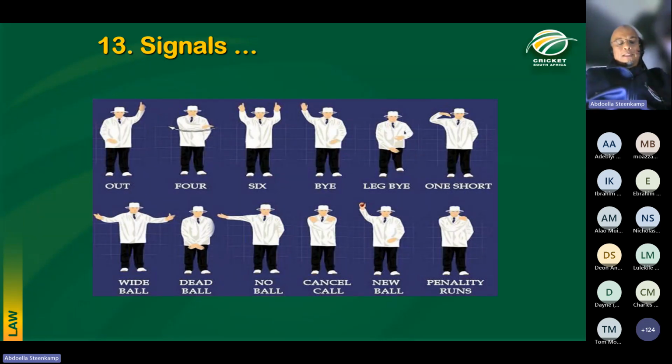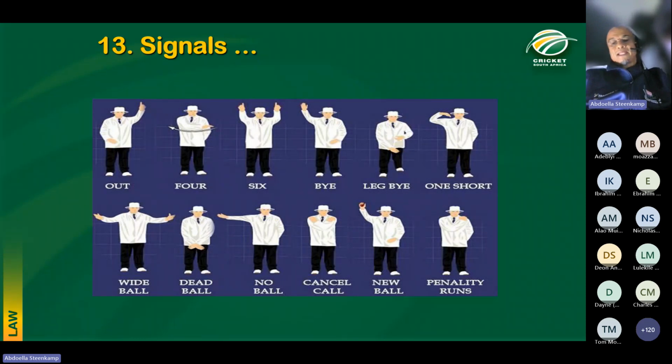No ball, stretching out your arm horizontally. There's also where you cancel your decision. You often see it on TV when DRS is involved and the decision needs to be changed, where the umpire does this. There's also a new ball signal. Once a new ball is taken, you hold the new ball in your hand and you hold it up for the scorers.